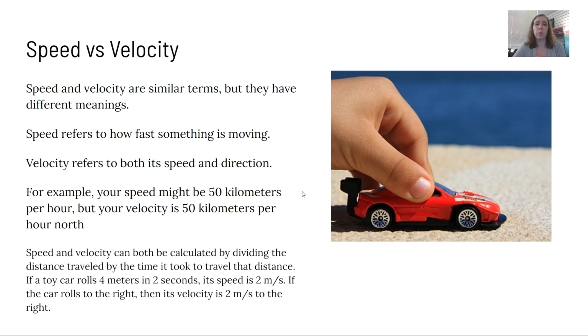Speed and velocity can both be calculated by dividing the distance traveled by the time it took to travel that distance. If a toy car rolls 4 meters in 2 seconds, its speed is 2 meters per second, 4 divided by 2. If the car rolls to the right, then its velocity is 2 meters per second to the right.